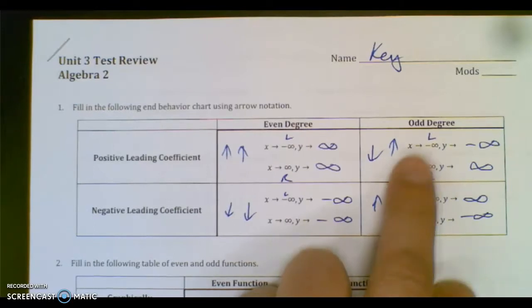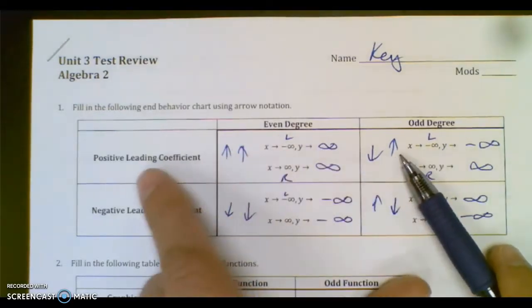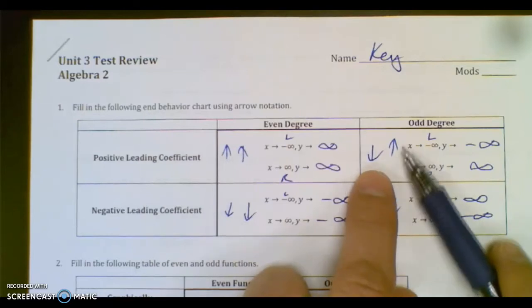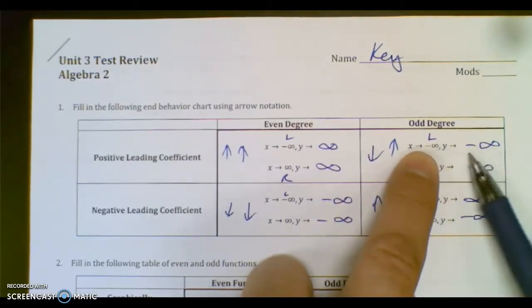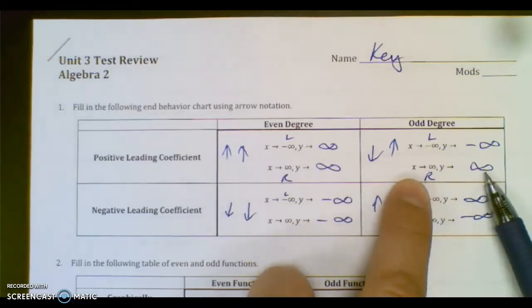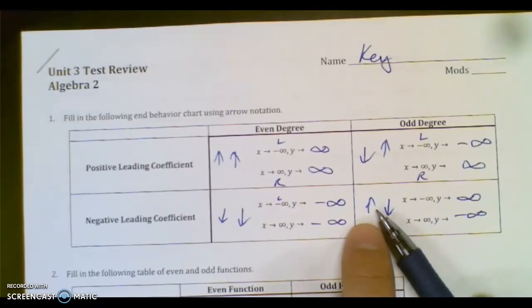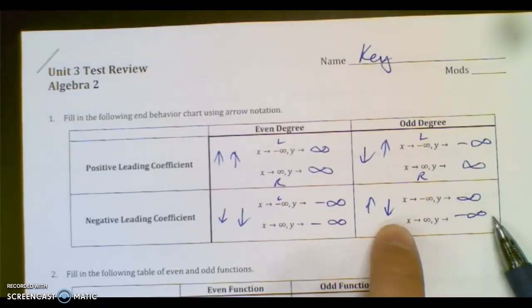And the odds are a little harder, but if you remember, regular looks like this. So if it's a positive in front and odd, it goes up to the right, down to the left. Well, here's left, and down forever means negative infinity. And here's right, and up forever means positive. Then the last one looks like this. So to the left is up, to the right is down.